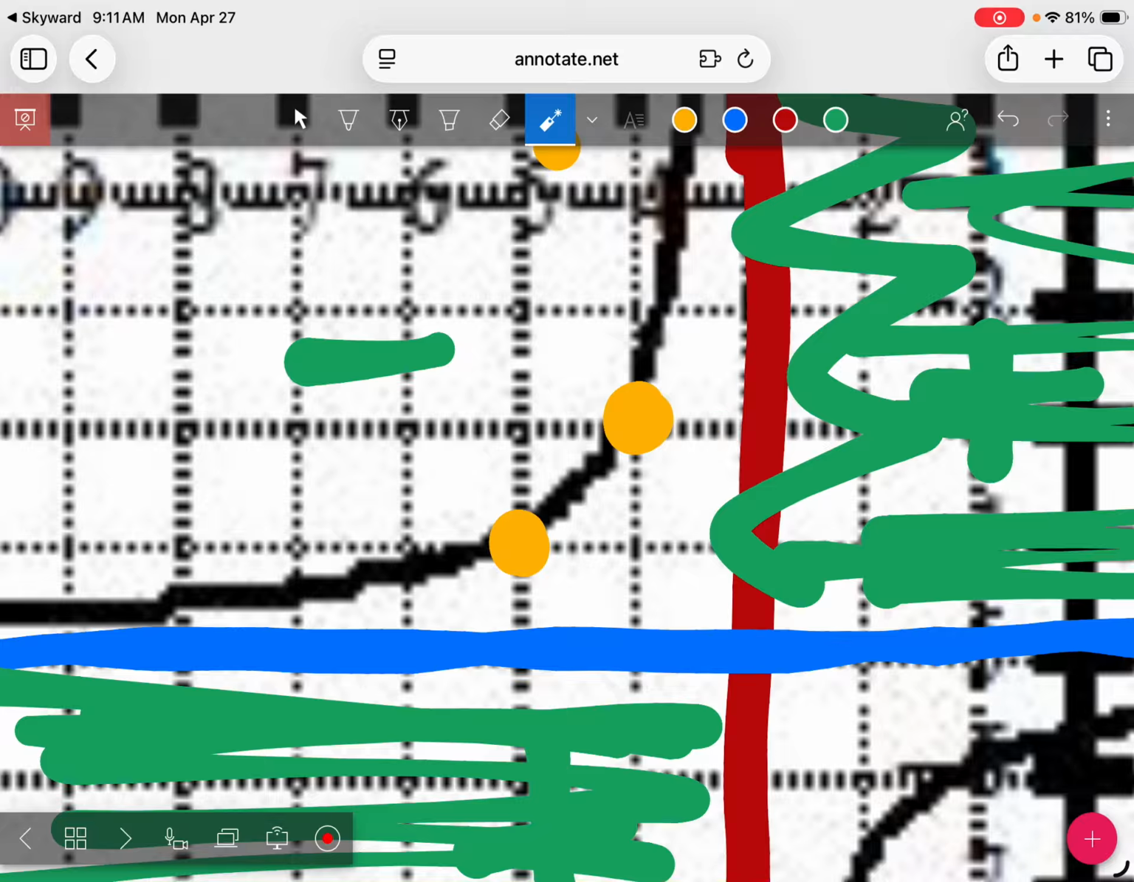So coming from here, I have to go up 2 times. 1, 2. Same thing from here. I have to go to the left 2 times. 1, 2. So that means that A is -2.